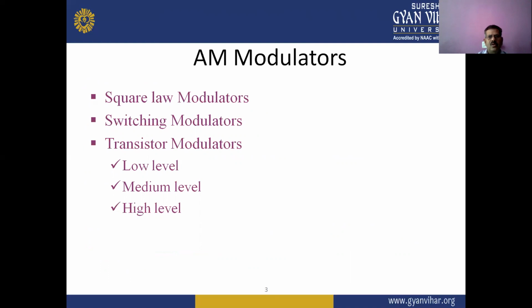Next, AM modulators, amplitude modulation modulators. So there are different types of modulators used in AM systems. First one is the square law modulator. Second one is the switching modulator. Third one is the transistor modulator. And transistor modulators are also classified into three types: one is low level modulators, second is medium level, and third is high level modulators.